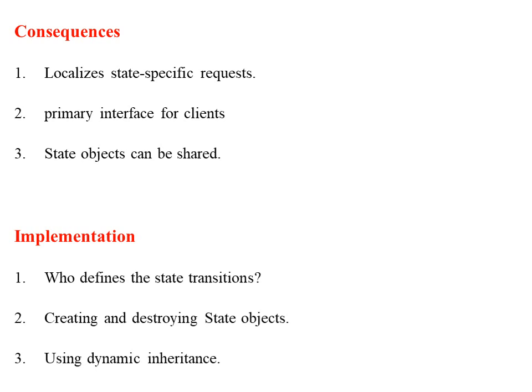So these are the consequences. So next template is implementation. So three implementation techniques. One is who defines the state transitions. The second one is creating and destroying state objects. Third one, using dynamic inheritance.